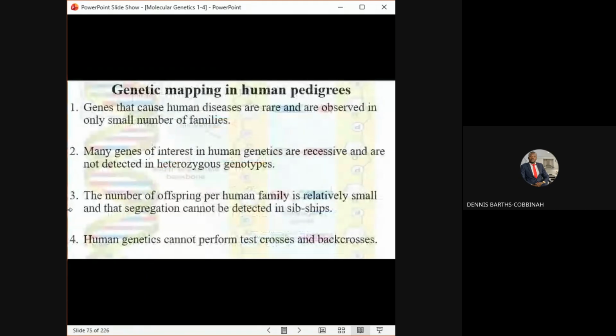So, gene mapping in human pedigree. One, the genes that cause human diseases are rare and are observed in only a small number of families. Two, many genes of interest in human genetics are recessive and are not detected in heterozygous gametes.